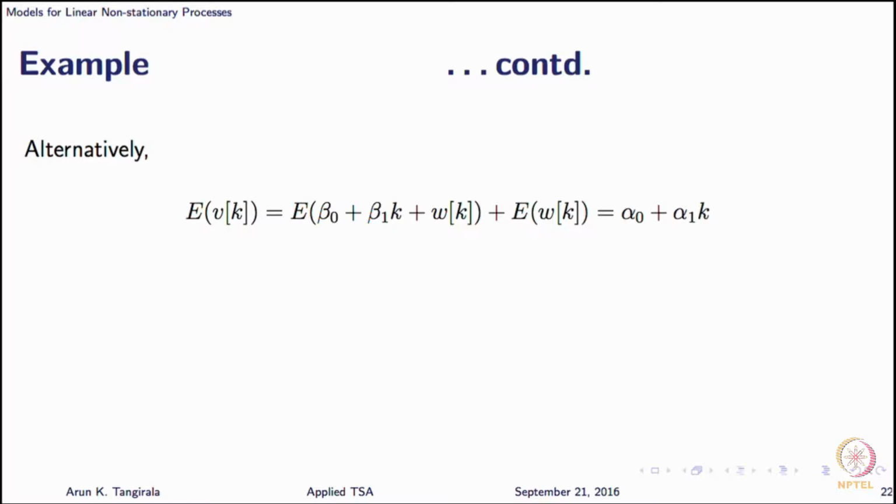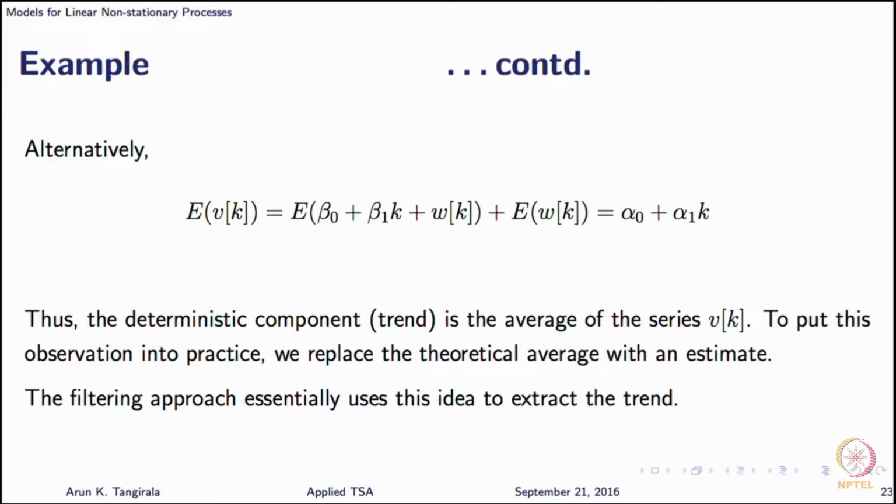If you look at the second approach, I have beta naught and beta 1, that should actually be alpha naught and alpha 1. I will make that correction later on. When you look at the expectation of V k, you can see that it is simply alpha naught plus alpha 1 k. Now, that means, in some sense, the deterministic component is the average of the given process, correct. This is the basic idea in using the filtering approach.